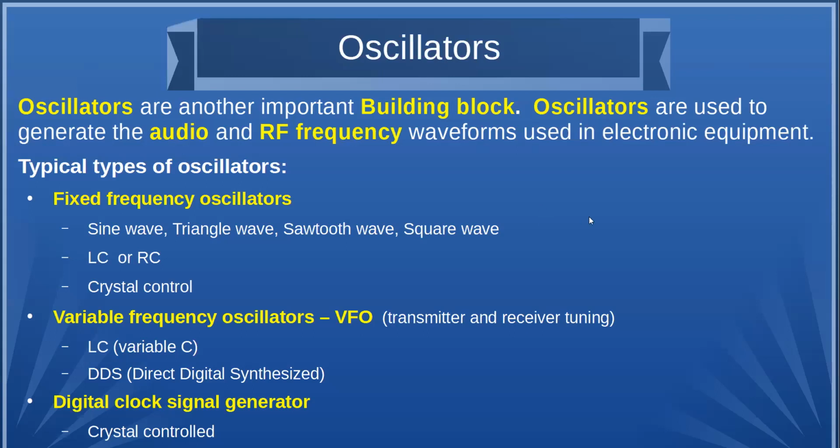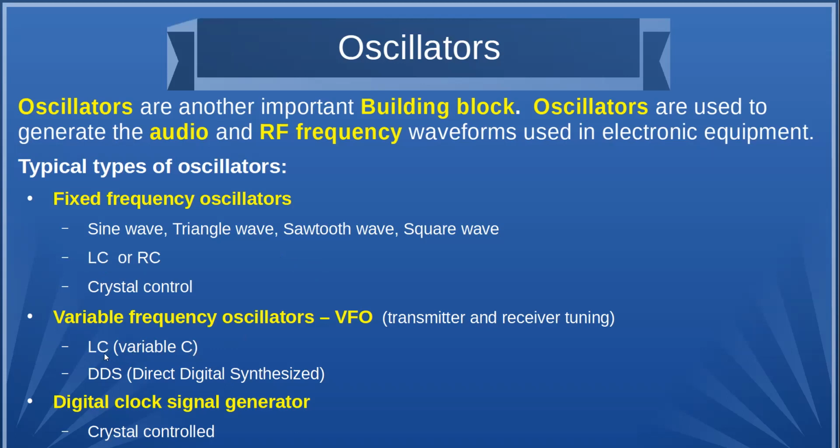Okay, the next block are oscillators. We have fixed frequency, usually a crystal control or a packaged one where, in a lot of cases, it'll output sine wave, triangle, sawtooth, and square all at the same time. Or it can be an LC or an RC feedback network to generate a fixed frequency, where neither of these are variable. We have variable frequency oscillators, usually in a tuning circuit for a transmitter or a receiver.